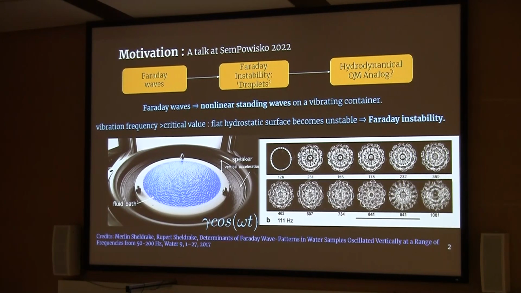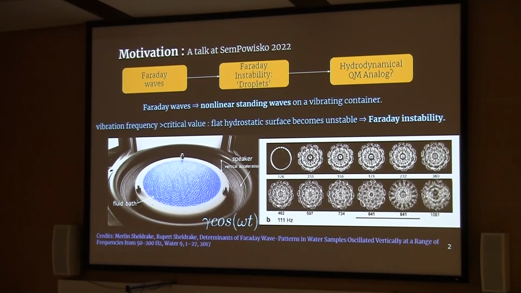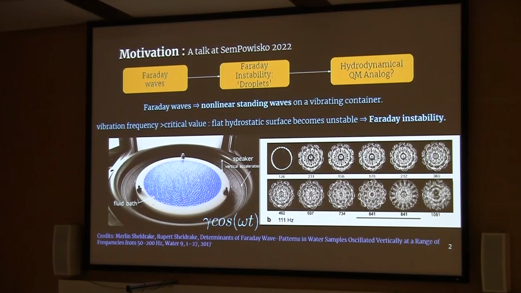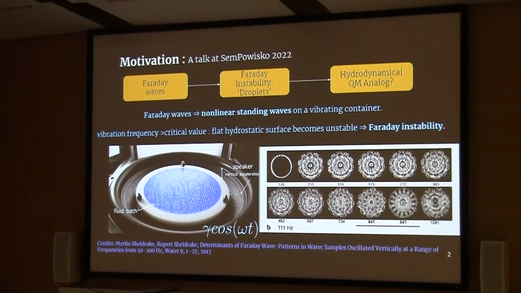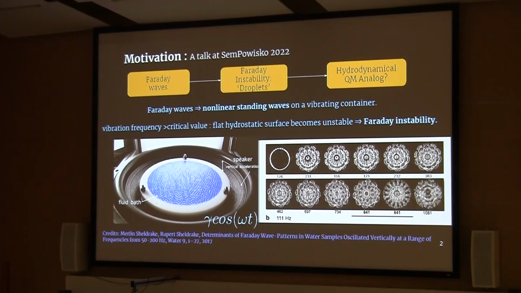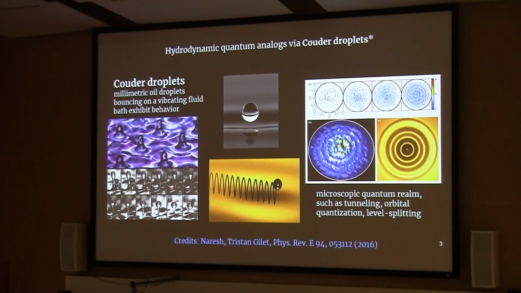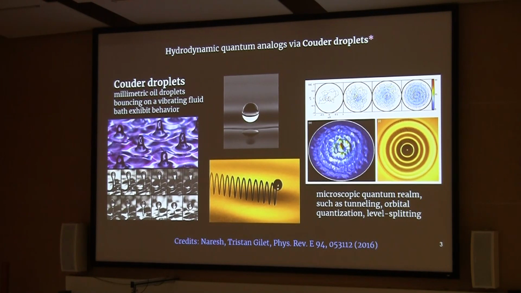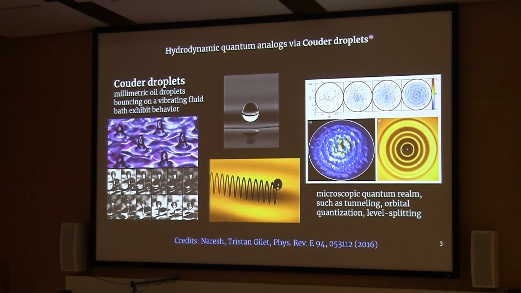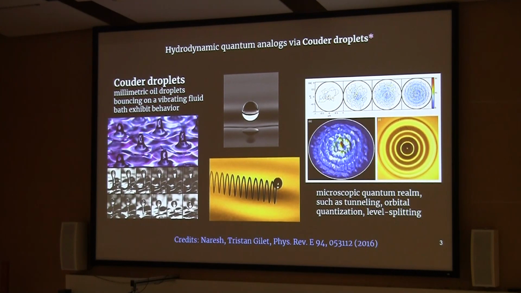But at some vibrational frequency, when it is greater than a critical value, this flat hydrostatic surface becomes unstable. When this instability kicks in, it depends on this parameter gamma, and you can have various Faraday patterns. More interestingly, you can have little droplets on it. You can imagine that this surface is vibrating, and you can have small oil droplets on it. These droplets start to vibrate with the liquid, so they are just bouncing, which is fine. But as the instability increases, these droplets start to move. These walking droplets, millimetric oil droplets, actually start to move.